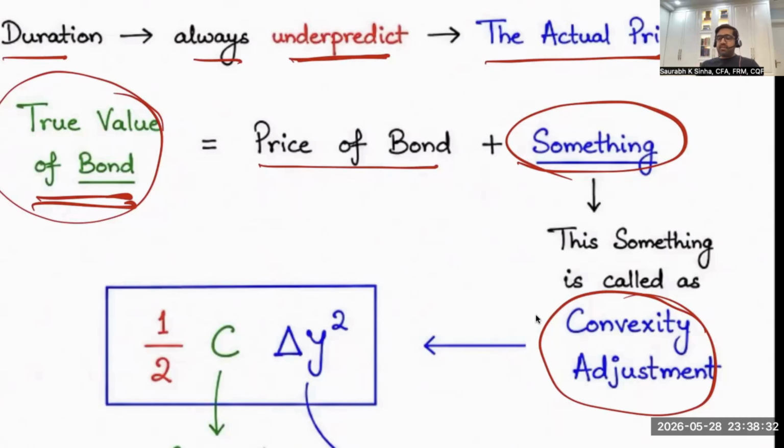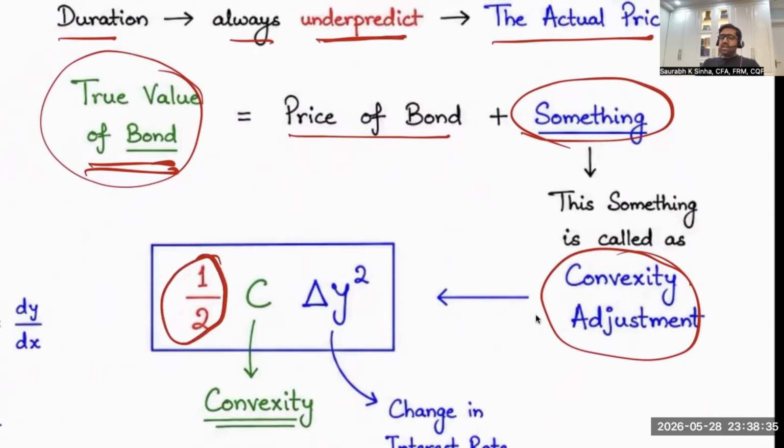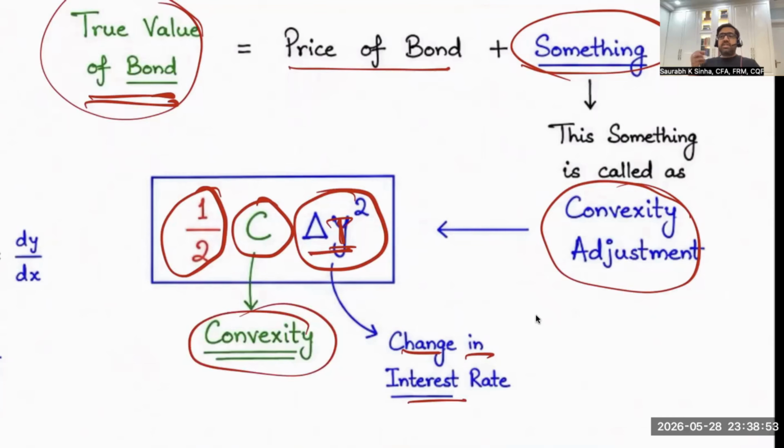And the formula for convexity adjustment is half C del y square. Half is a constant. Del y is the change in interest rate. You can write it del y or del I; it is up to you. But what is C? C is convexity. What is convexity? That is what we have to discuss in the upcoming session.